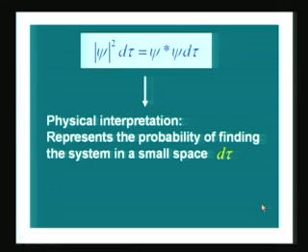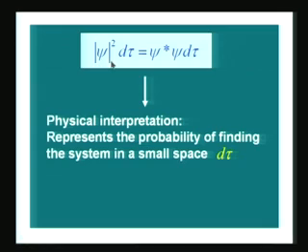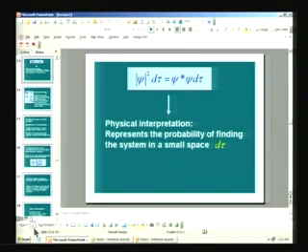Fortunately, there were intelligent people ahead of us who did not worry about the wave function as is, as a complex function, but the absolute square of the wave function, psi square d tau. Let me go back to my notes.